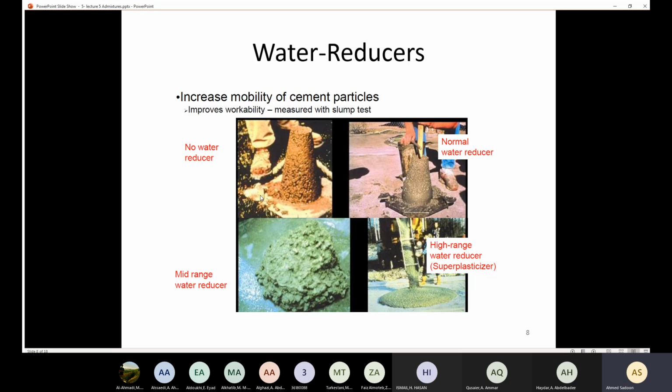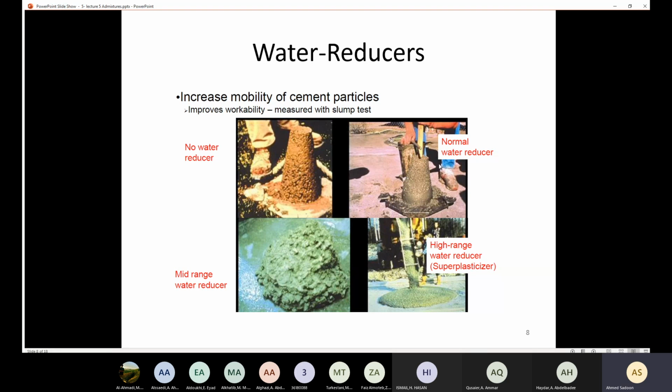So here we have the test after we release the conical shape from the concrete. Like you can see here, nothing has been changed. If you compare the initial height with the final height, you are not going to notice any slump. So in this case, no water reducer has been used.